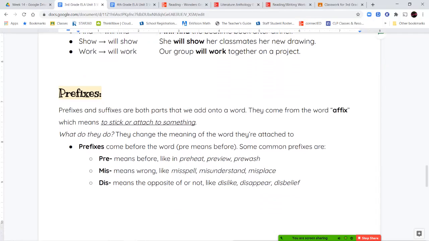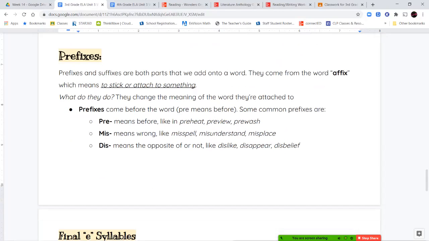Now we're also going to talk about these prefixes that you saw in your spelling words, pre, miss, and dis. Now remember, a prefix, we talked about prefixes and suffixes. Both of those are word parts that are added onto a word, and they come from the word affix. So when you affix something, you're sticking it on to something else, right? You're affixing it on. So a prefix is attached or stuck onto the beginning of a word. And like we learned before, suffixes are so.